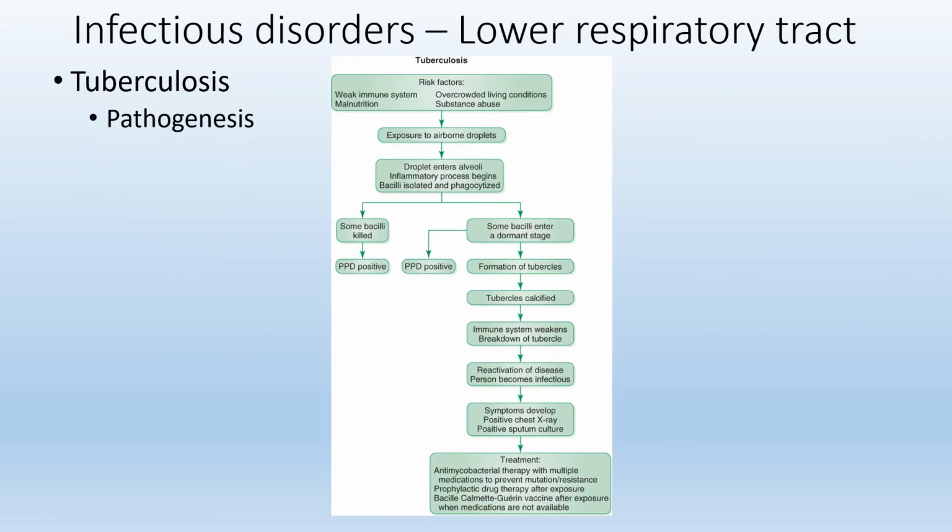So let's look at the flow chart for the pathogenesis. We're exposed to tuberculosis and any number of these conditions: weak immune system, malnutrition, overcrowding, substance abuse, all of which we see in the urban areas in China and urban areas in the United States. Really, the overcrowding is a big one. This exposes the individual to airborne droplets of the bacteria that are in the respiratory water.